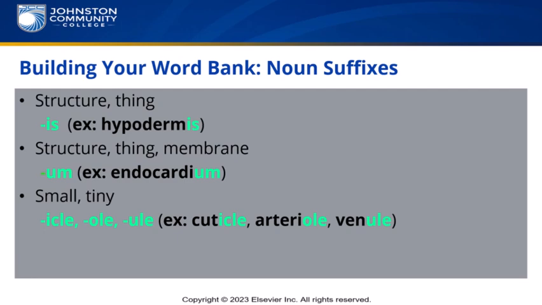Here we can see is. Hypodermis is the structure under the skin. Endocardium is the membrane within the heart. Cuticle is the little skin around your nail. Arteriole is the little artery, and venule is a little vein.